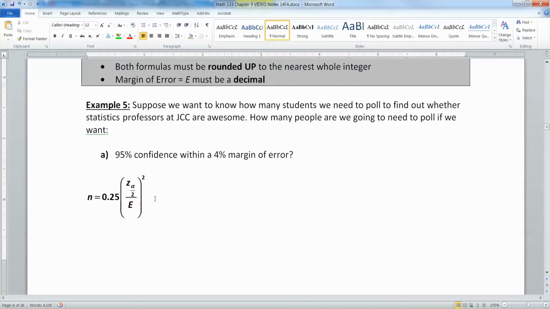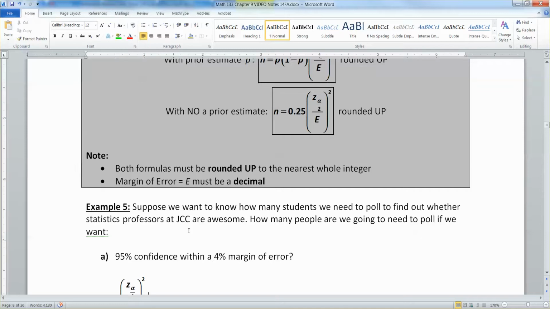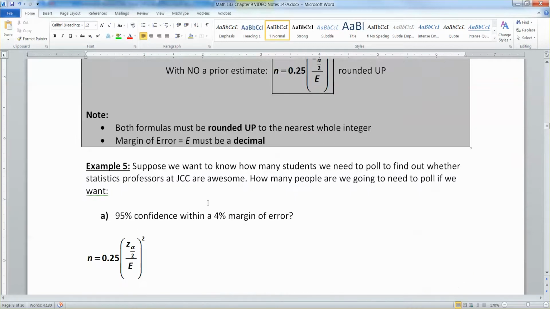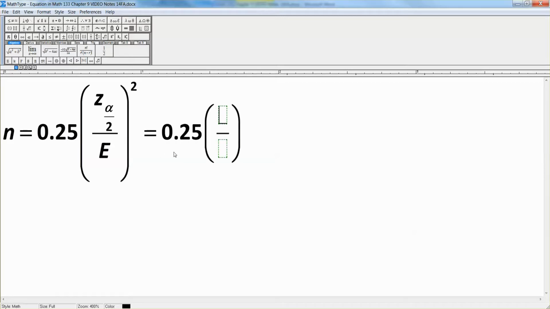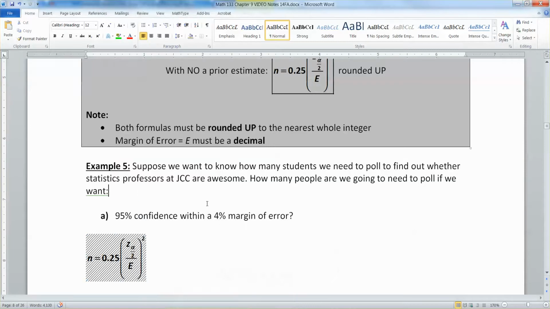Okay, so here's the formula for it because we have no prior estimate anywhere in here. It didn't tell me that I've done this poll before or anything like that. All right, so then I know it's 0.25. Now let's see, the error comes from the within part right here, within a 4% margin of error. See that right there? So because of that, I know that the error is 0.04.